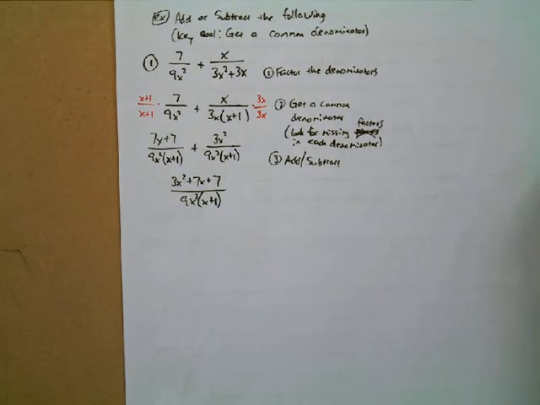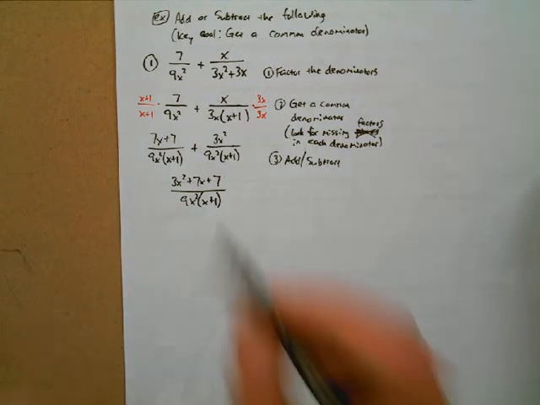You could maybe check to see if this quadratic factors. I don't think it does, though. We would need two numbers that multiply to 21 but add to make 7, and I don't think such a thing exists. So I don't think it factors. So we're done. This is our final answer. We combine like terms.